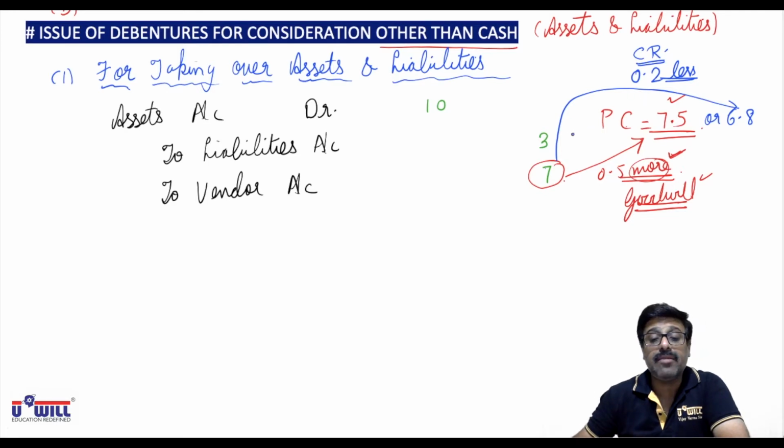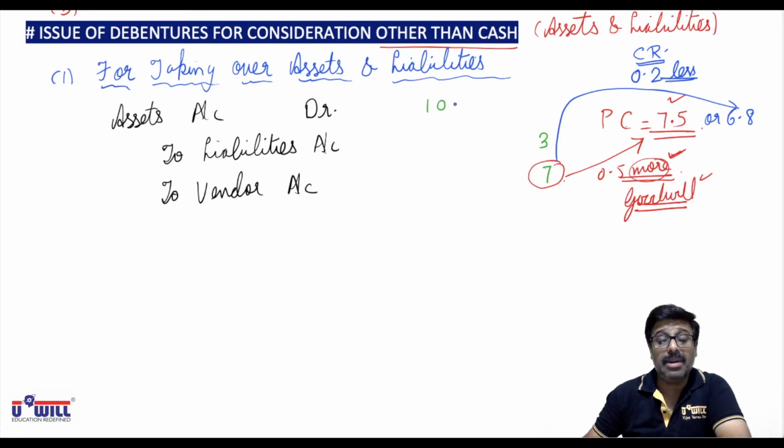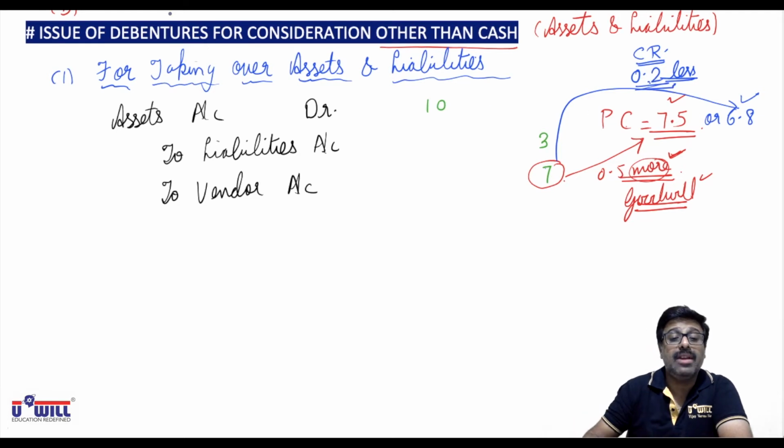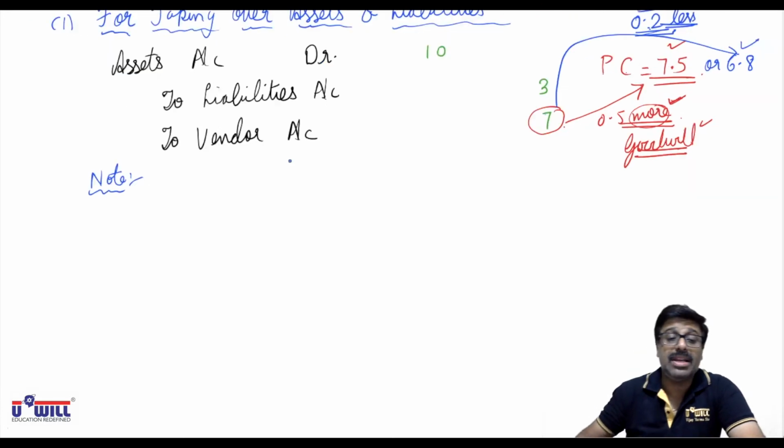So here the journal entry would become what? Assets account debit 10 lakhs, to liabilities 3 lakhs, to vendor you are going to pay 6.8 lakhs. And to capital reserve account, you'll credit with 20,000. In short, you all will write it down as a note. All of it write down as a note over here. Okay. And then I'll give you one shortcut also how to do it without making that workings.